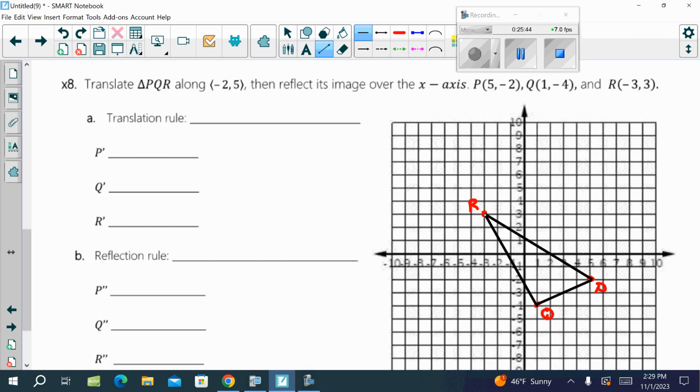All right, so the translation rule here would be (x, y) transforms to (x minus 2, y plus 5). So let's translate it first. So we're translating it to where? What does the rule say? Left 2 and up 5. So let's translate it left 2, up 5.